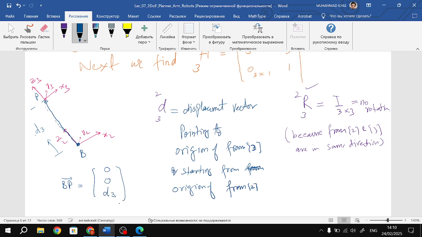Only the z component will be D3. So, what does it mean? X component will be 3 to 2, y component 3 to 2, z component 3 to 2.